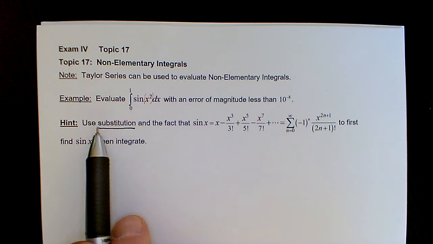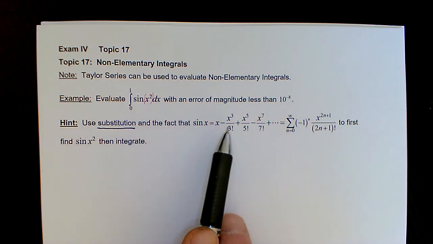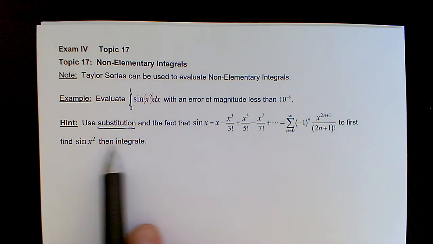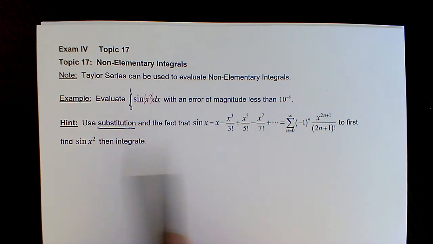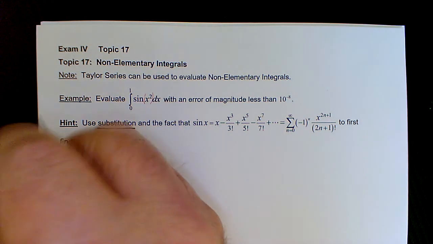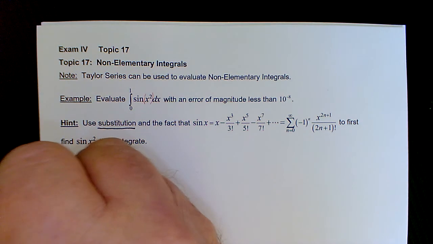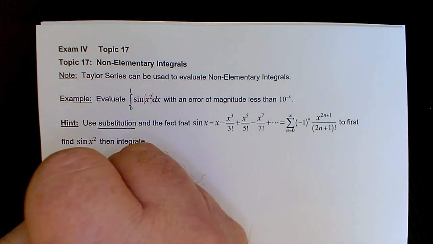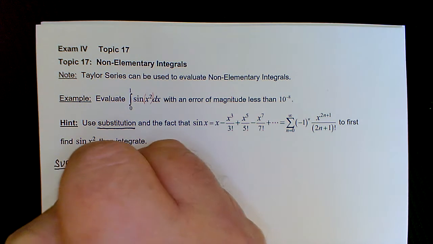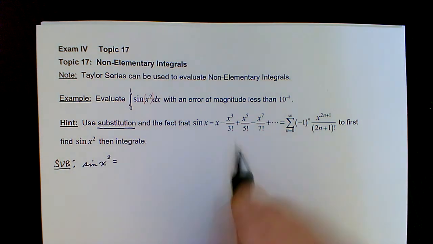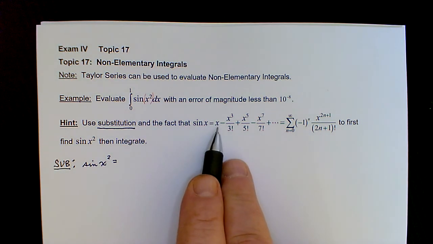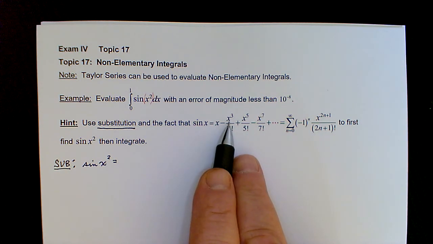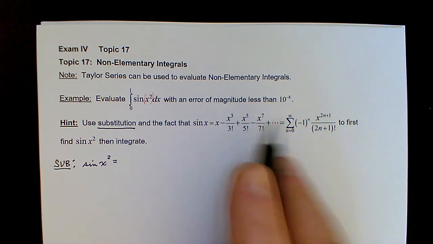So we gave the little hint here to use substitution and this primary formula for the sine of x to first find the sine of x squared, and then we're going to integrate. So our substitution. The sine of x squared means that wherever we see an x in this polynomial expression for the sine of x, we're going to replace all of these x's by x squared.